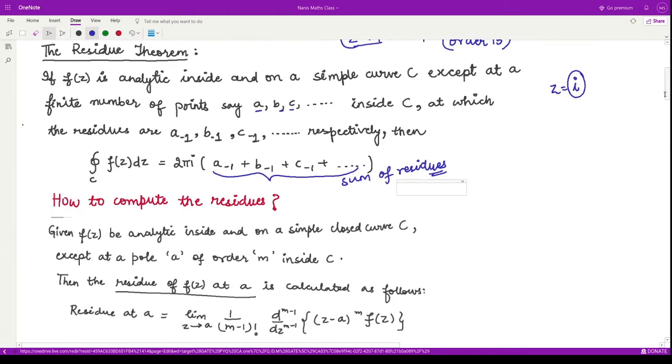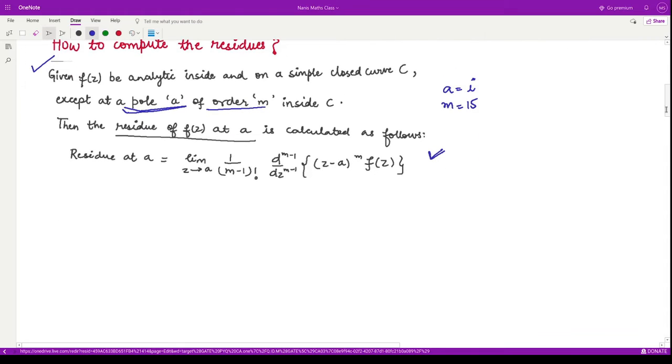In order to calculate this residue, we will use this result. It says that if we have any function which is analytic inside and on a simple closed curve C except at a pole A, so our pole A here is iota and it is of order m, so m is 15, it is of order 15, then the residue of that function is calculated using this formula.